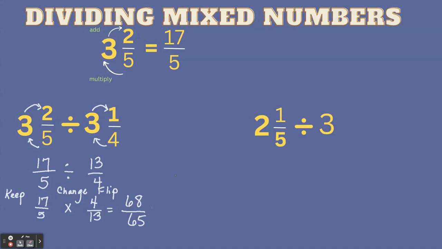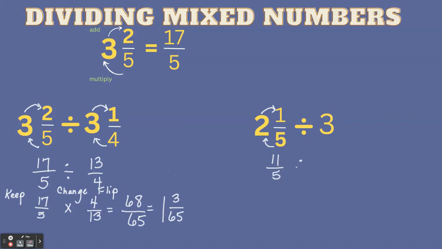We can convert this to a mixed number by asking ourselves, how many times does 65 go into 68? That's 1 time with 3 left over. So my answer is 1 3/5. Let's do the same thing with the second problem here. So we'll do 5 times 2, that's 10. 10 plus 1 gives me 11/5.